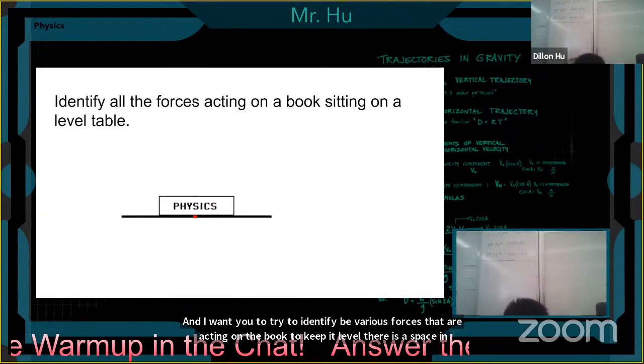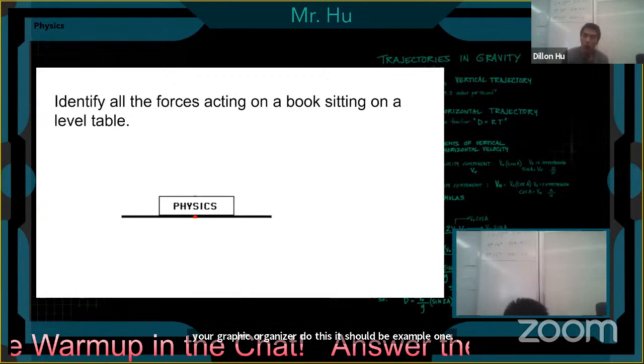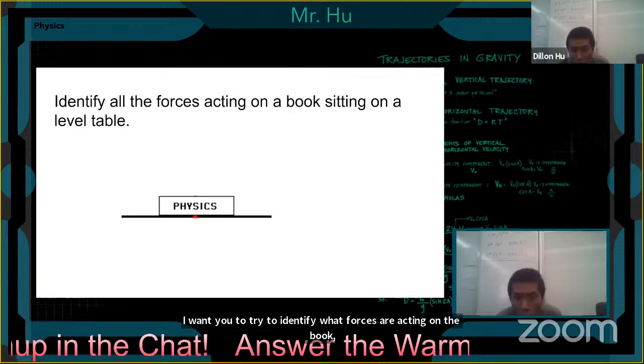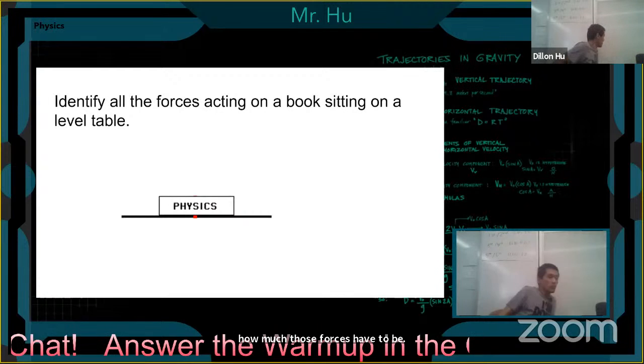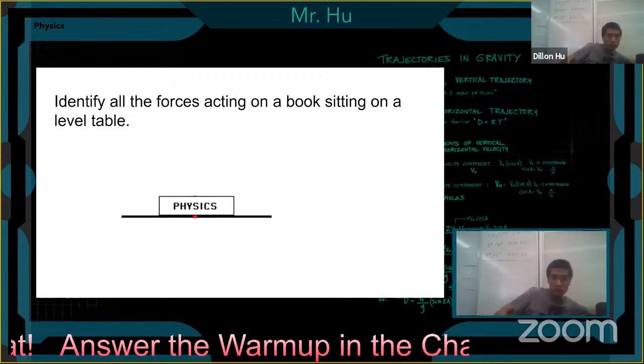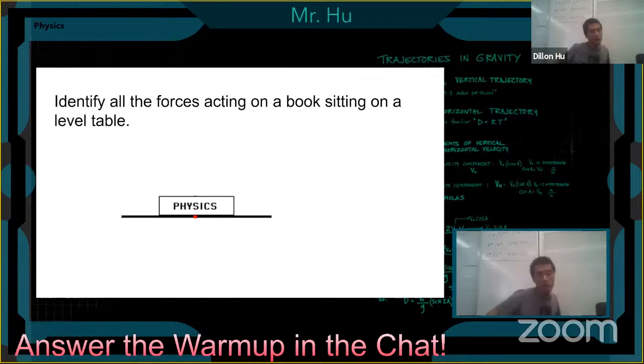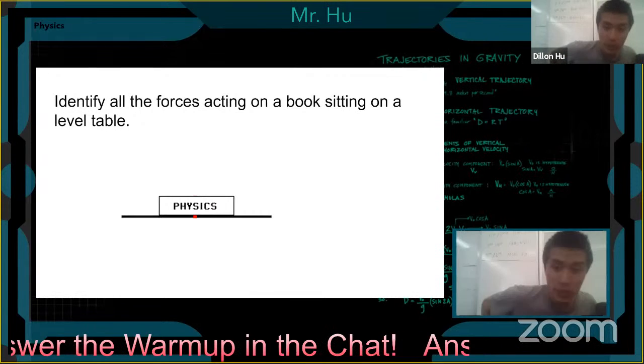So you want to think about what is the net force acting on the book? Is there a net force acting on the book? If there is a net force, what does that mean for our forces?